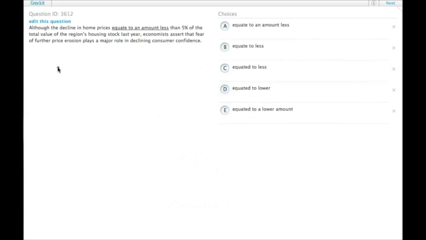Although the decline in home prices equate to an amount less than 5% of the total value of the region's housing stock last year, economists assert that fear of further price erosion plays a prominent or major role in declining consumer confidence. I don't know where I got prominent from.